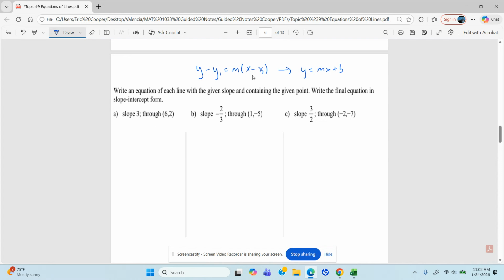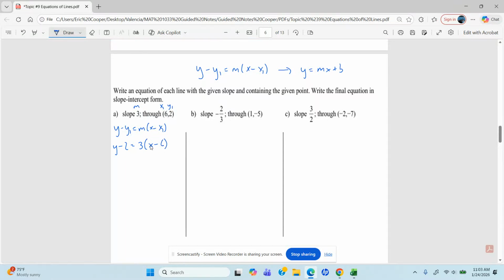So as we go through this, we're going to start with our point-slope form, y minus y1 equals m, x minus x1. The slope is 3, so we're going to plug that in for m. And this is our point here, so we're going to call this point x1 and y1, similar to the way we did it when we found the slope using the slope formula. So y minus y1, so it's y minus 2, equals the slope 3, x minus x1, x minus 6.